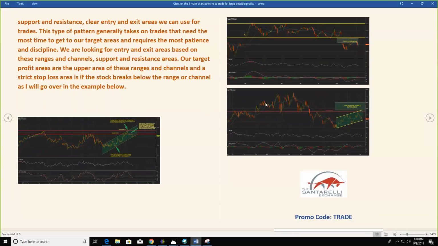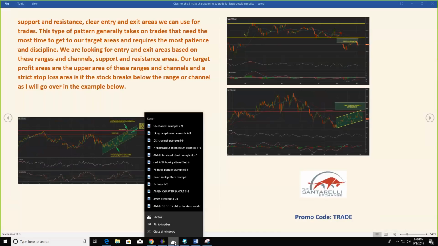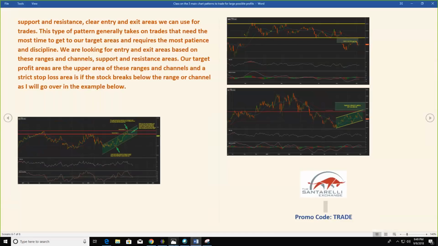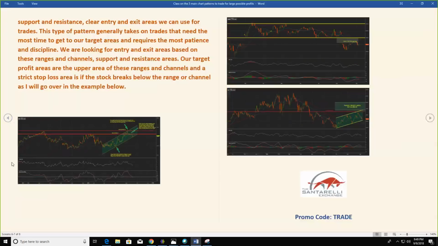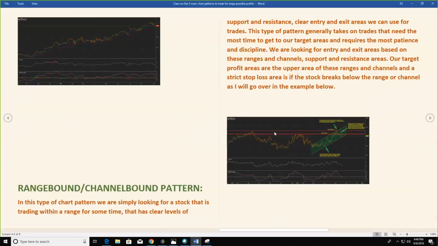So that was it. There's one more here on Goldman Sachs. And also, we had a losing trade on Goldman Sachs that I want to go over because people say I never go over losing trades. That's not true. I don't like to harp on them because obviously they sting when you have a losing trade, but let's go over it. So first off, I have this as another example of a range-bound, channel-bound pattern. So let's take a look.